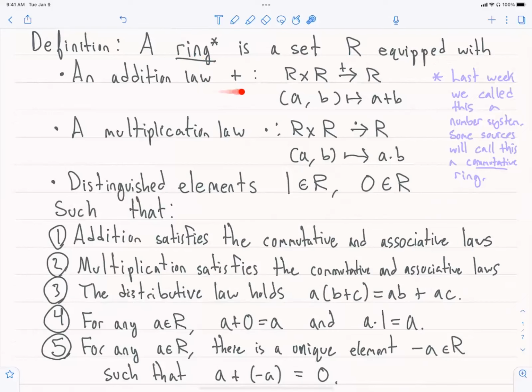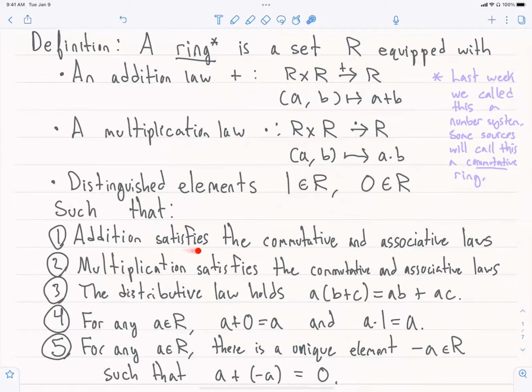So there should be an addition law. That should take in two elements of R and spit out a new element called A plus B. And there should be a multiplication law. That's going to take two elements of R and spit out a new one called A times B. I usually write multiplication with a dot. And then there should be two distinguished elements inside of the ring. There should be one element you call 1, and there should be another distinguished element you call 0. And then all of this structure and these elements should satisfy the following rules.